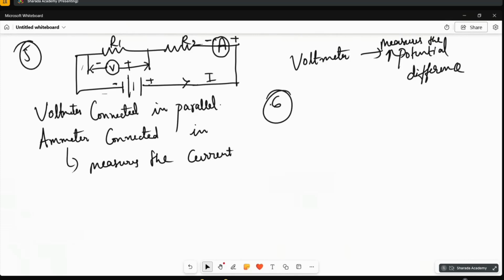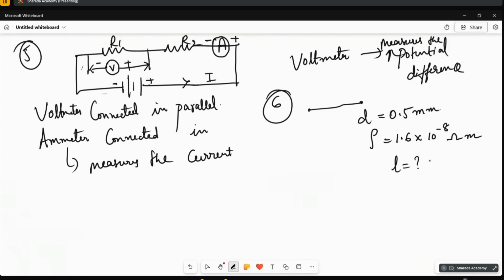A copper wire has a diameter of 0.5 mm. One copper wire is there. Its diameter is 0.5 mm and resistivity rho is equal to 1.6 into 10 power minus 8 ohm meter. What will be the length of the wire if its resistance is 10 ohms? How much does the resistance change if the diameter is doubled?